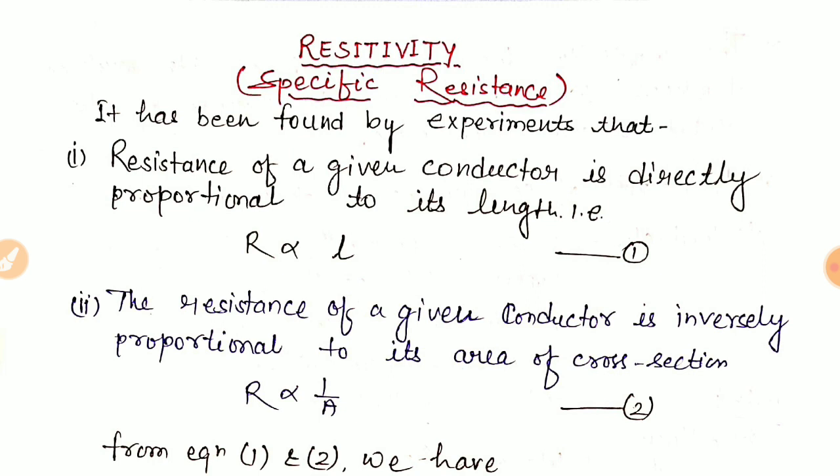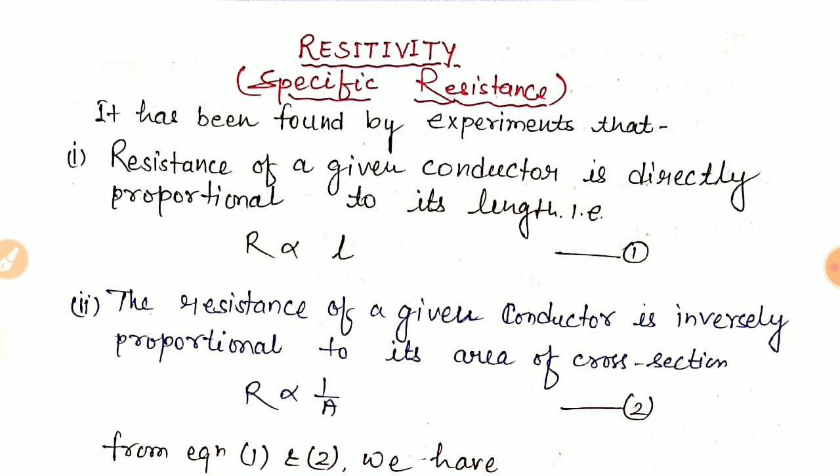Actually the reason behind that is the resistivity of the materials, and this is the intrinsic property of the materials. On the basis of this, any material can be a good conductor, insulator, or semiconductor. On the basis of this parameter we have to determine it. So let us study about the resistivity.